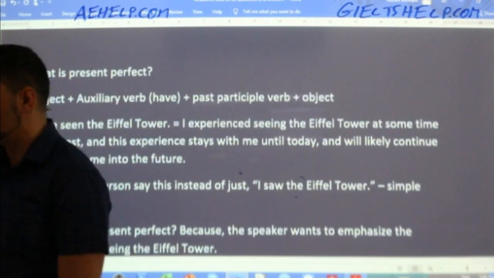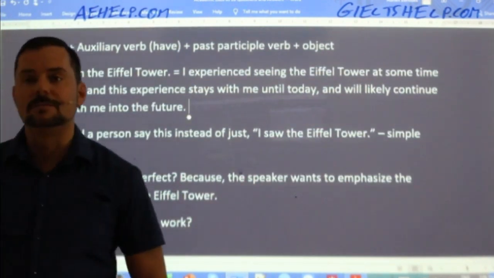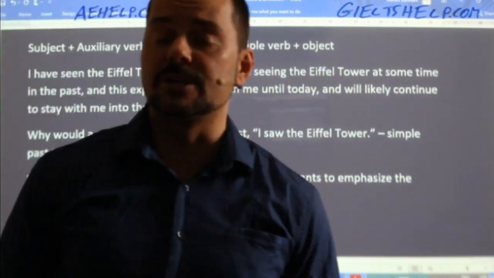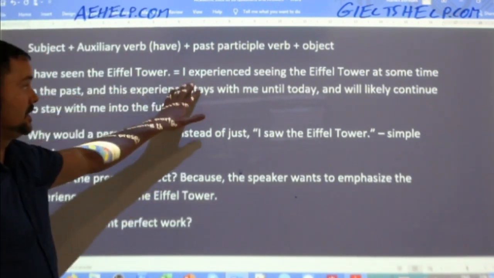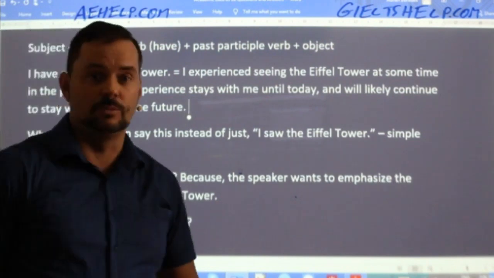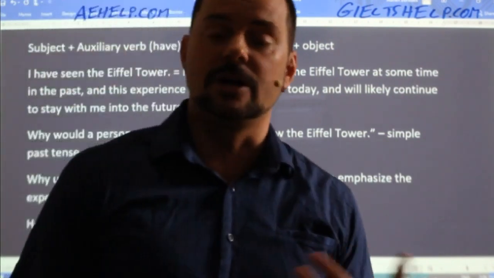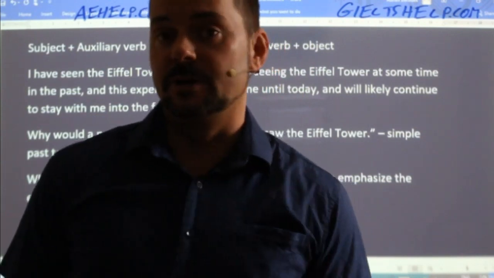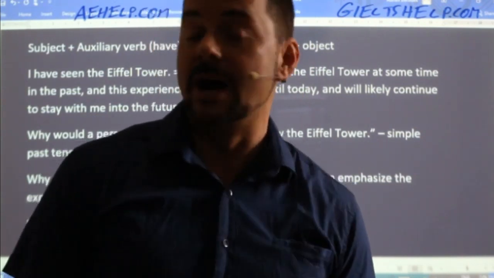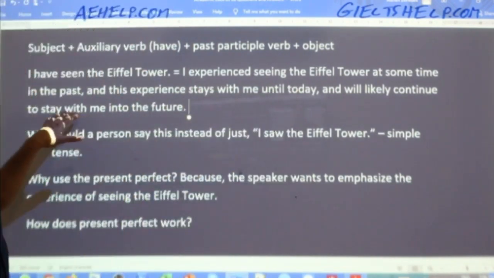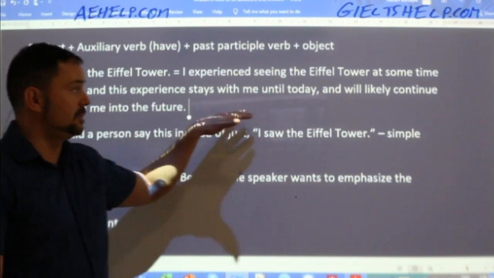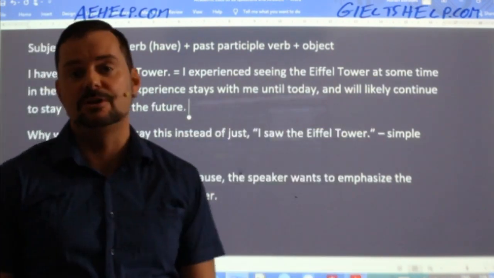Okay, so humans are very complex beings, and so complex grammar helps us to express our complicated thoughts. Just imagine if in English we didn't have the present perfect, and every time we had to state it like this. So we meet on the street, we're talking about traveling around the world, we're talking about France, and when we talk about the Eiffel Tower, instead of saying to you, I've seen the Eiffel Tower, I say, oh yeah, I experienced seeing the Eiffel Tower a few years back, and this experience is still with me today, and I'm sure it will probably continue with me into the future.